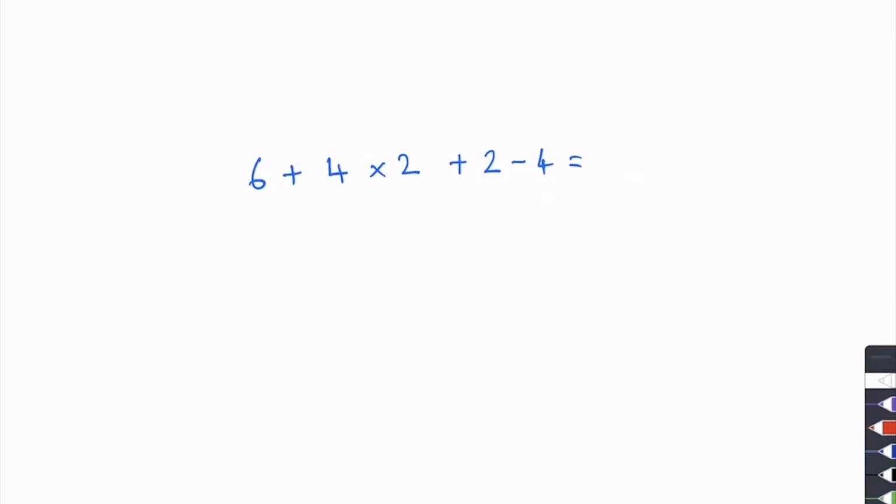Okay, let's take a look. Let's write BoDMAS here first. So we've got that as a reference. Are there any brackets? No. Divisions or multiplications? Yes. So 4 times 2 is 8. I'm just going to write everything out again.